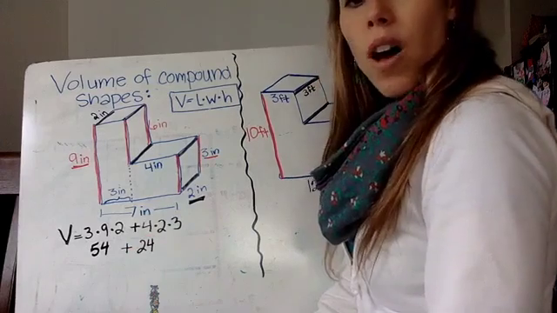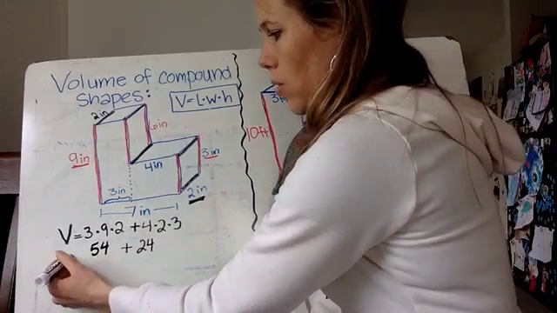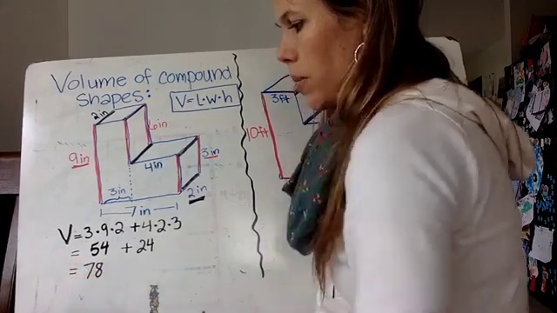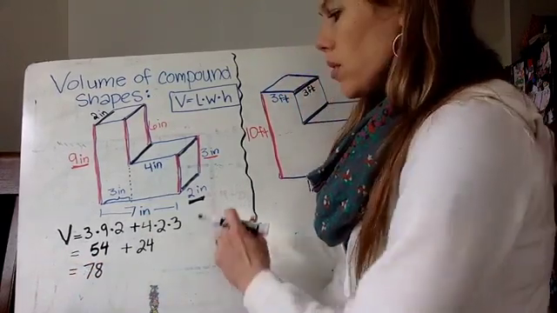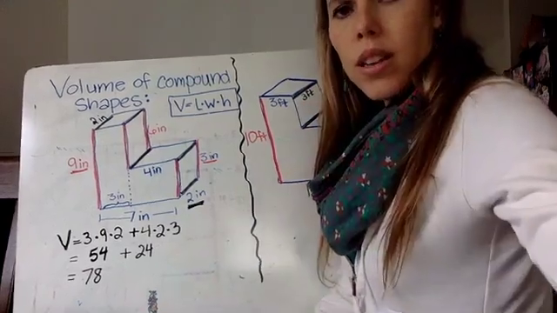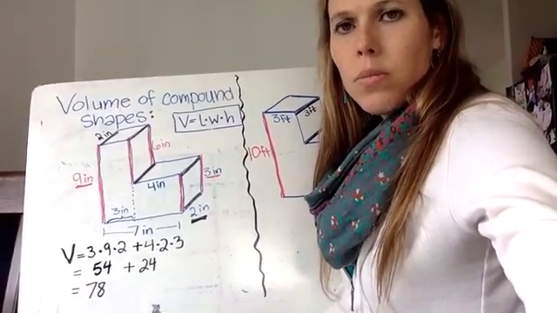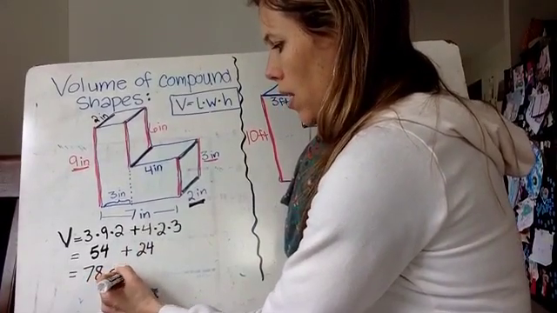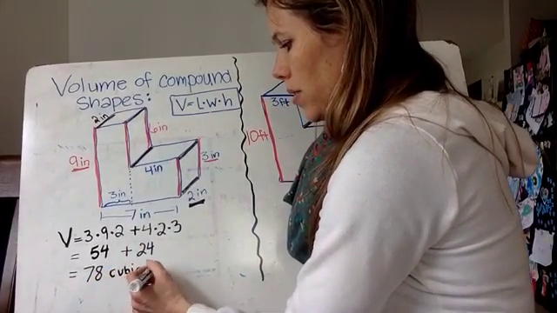So my total volume altogether is going to equal 78. And I want to be sure to label my units, so I can put cubic inches or I could say inches cubed. Two ways of saying that. So I'm just going to write out cubic inches.